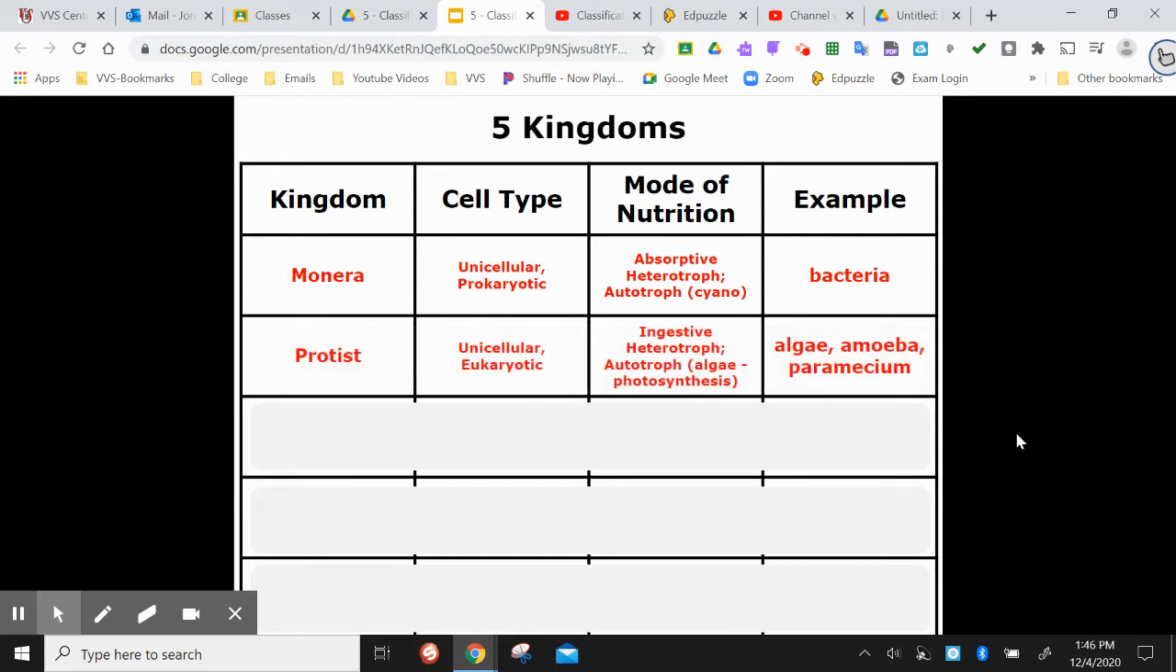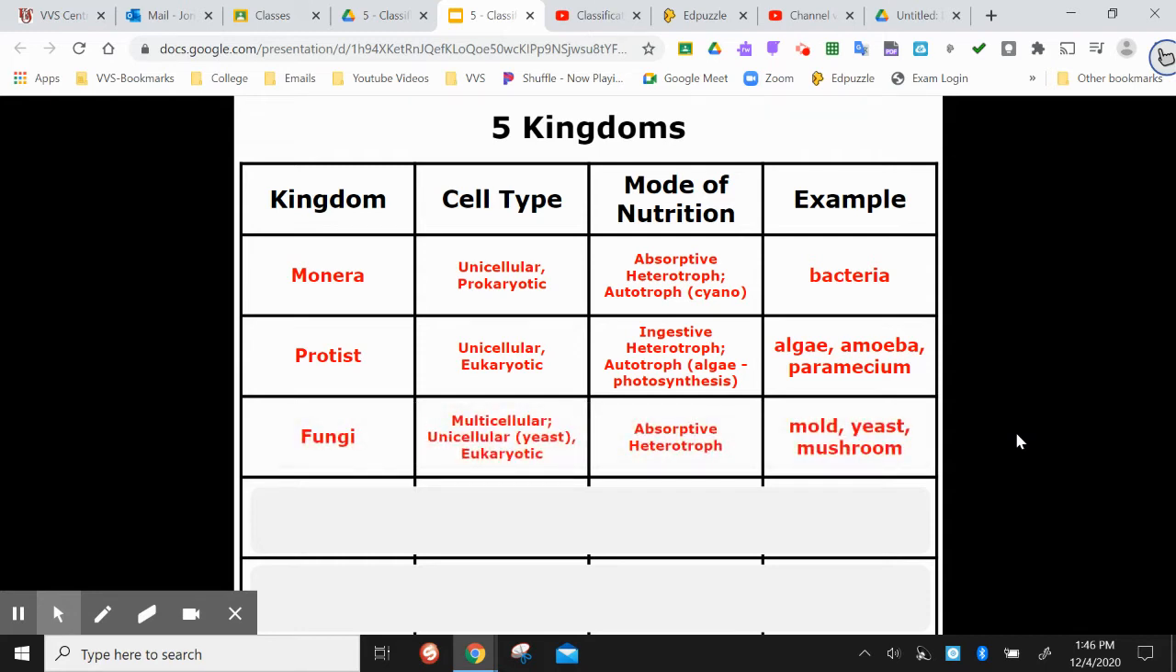Protists, again, unicellular. They're single-celled organisms, but these guys are eukaryotic. Okay? They have a nucleus. Protists are what are known as ingestive heterotrophs. So they don't absorb it through their cell membrane. They actually have to eat. They ingest. Okay? Algae, again, algae are like cyanobacteria. They're autotrophs. They can perform photosynthesis. All right, some examples are algae, amoebas, parameciums.